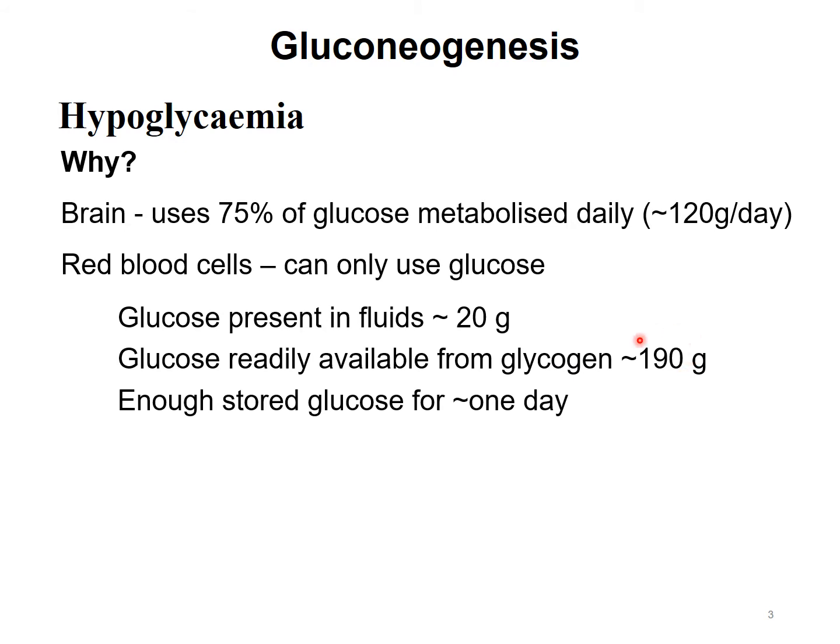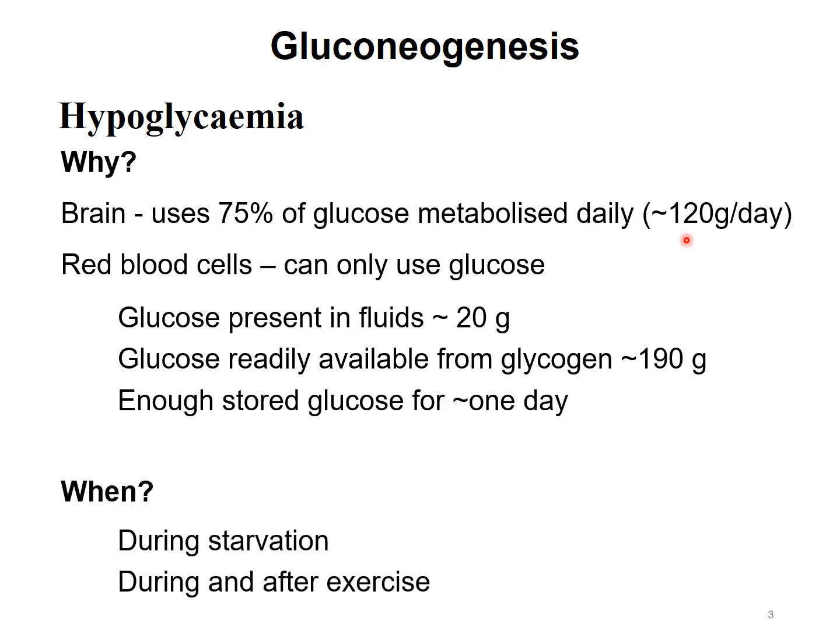With this amount, it can sustain us for roughly 1.5 days, which explains why we need to ingest food on a daily basis. So when does hypoglycemia happen? It happens when we are under starvation and during or after exercise, when we have exhausted all of our glycogen supply. This is when you will experience muscle cramps.